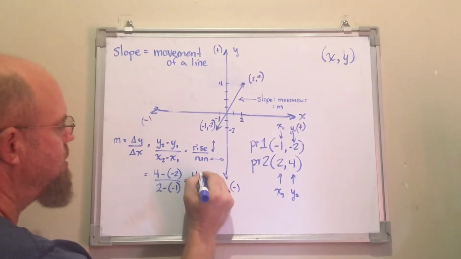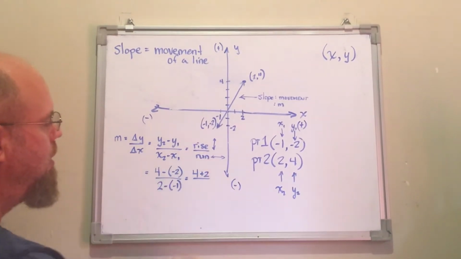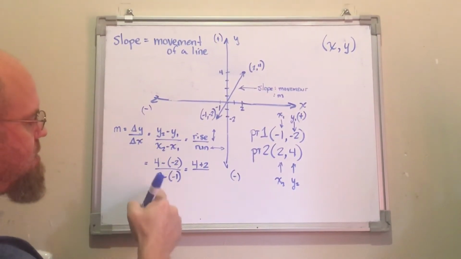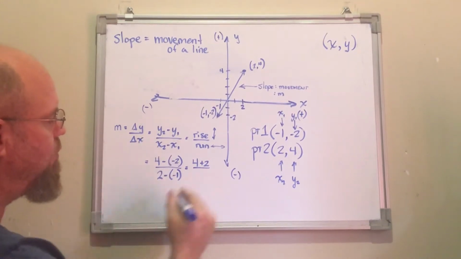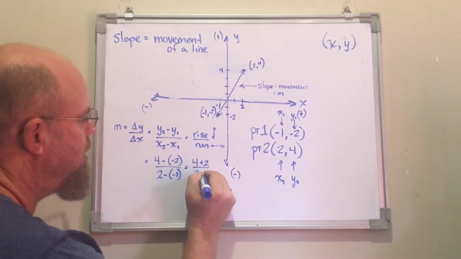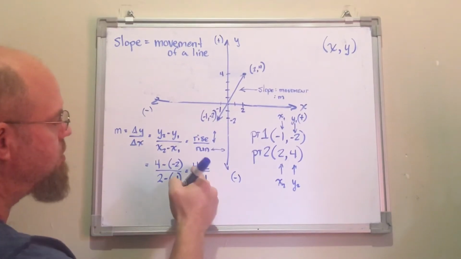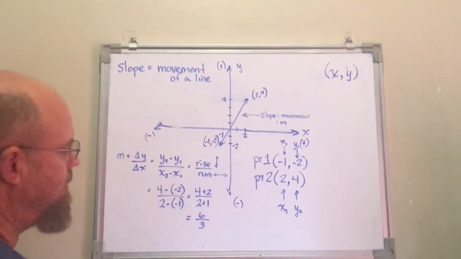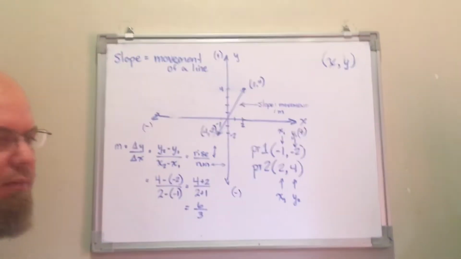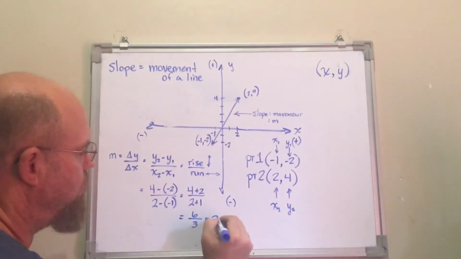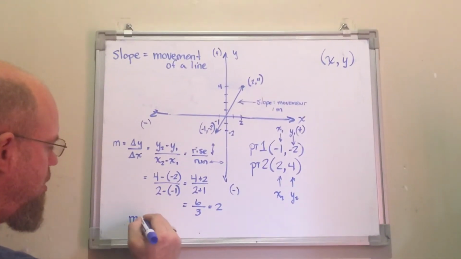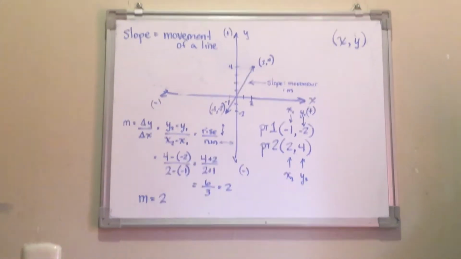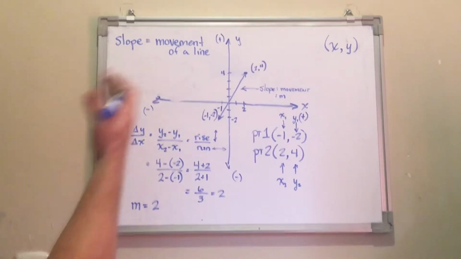That's a positive. So that turns that into 4 plus 2 over 2. What's a negative times a negative? That's a positive. So -1 times a -1 is a positive. So it's 2 plus 1, which also equals... 4 plus 2 is 6. 2 plus 1 is 3. Well, what is 3 into 6? 3 into 6 is 2. So our slope, our movement, is 2. Okay? So that's how we find the slope of a line.